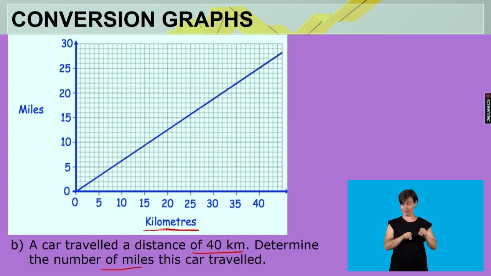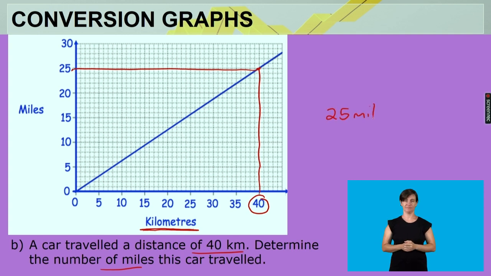I'm now working with kilometers on my independent axis. So here is 40. Are we all fine? What needs to happen now? I must move all the way up until I see where it intersects with the straight line. So if I move all the way up on this line, I meet the straight line. Now I'll move all the way to this side. That will give us 25 miles. Guys, are we clear? Whilst we're practicing this, let's do a quick one as well.